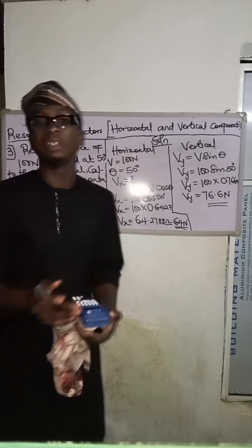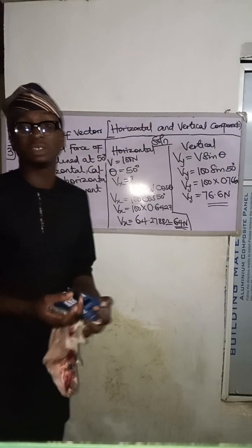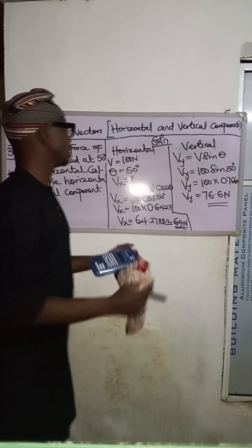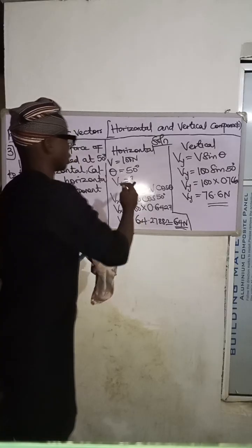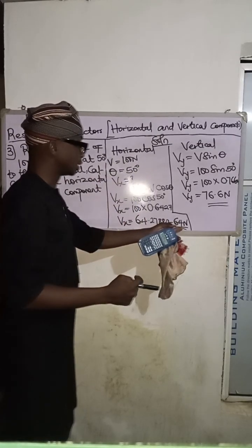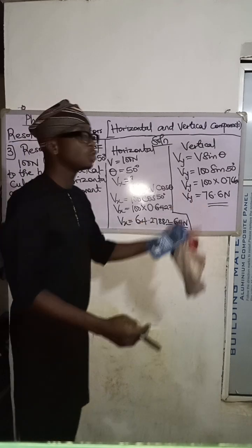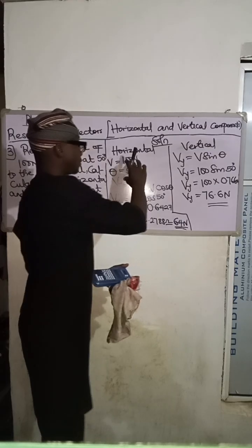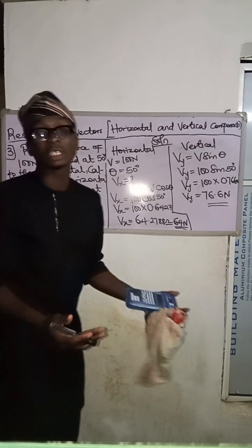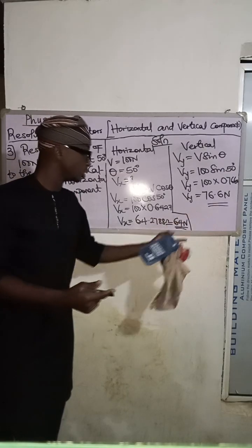Can you see that it is very easy to solve this question under horizontal and vertical component? Very easy. You just have to know the formulas and know when to use them. If you are given force, your answer must be in Newton, because force is measured in Newton. But if the question is in velocity, your answer should be meter per second. You have to always take note of the units, because if you don't put the units, you will fail it.